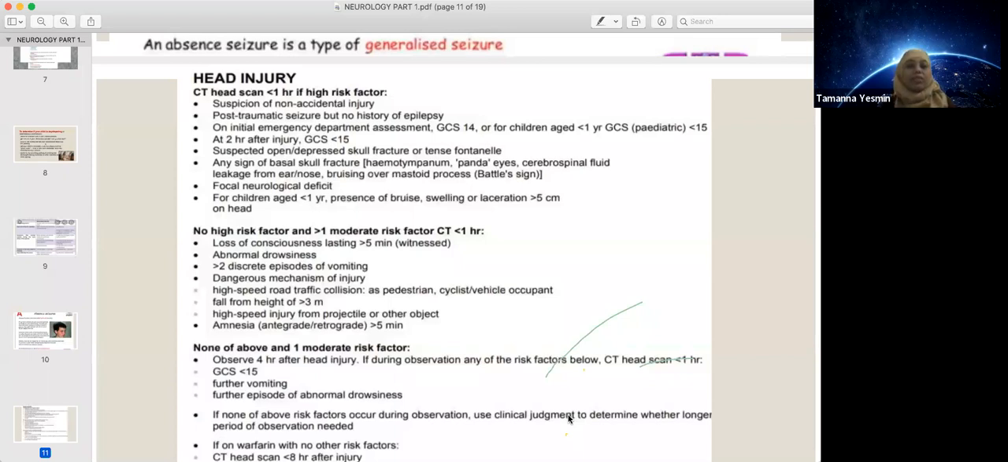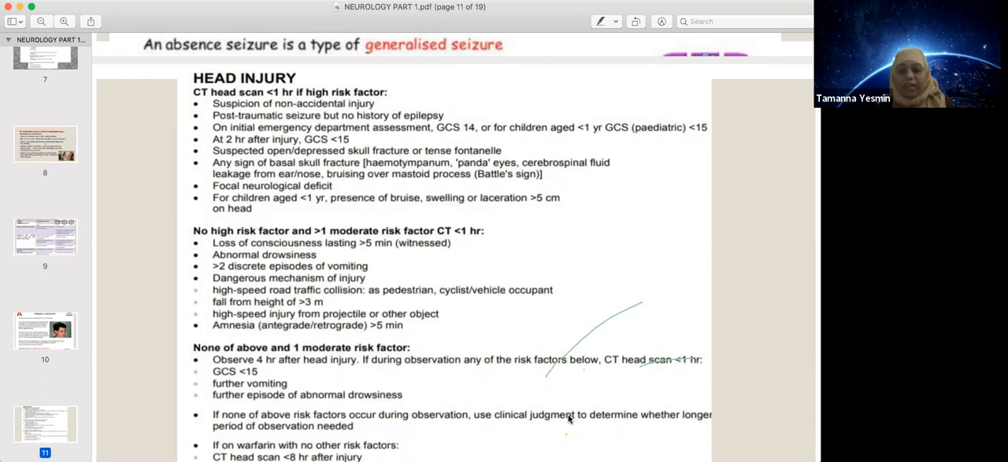Suppose any child who has GCS score 14 or below who is less than 1 year, and GCS score 13 or below who is more than 1 year. Okay, so GCS 14, GCS 13, they are even very dangerous. We have to remember, okay? But injury before 2 years, even then the child's GCS is less than 15, so we have to do a CT scan urgently.